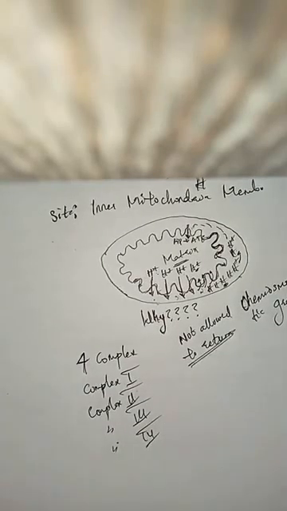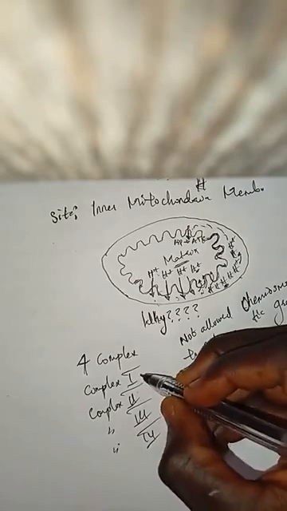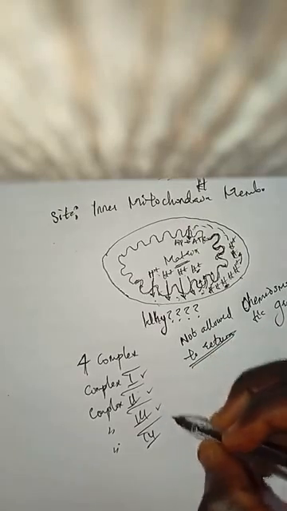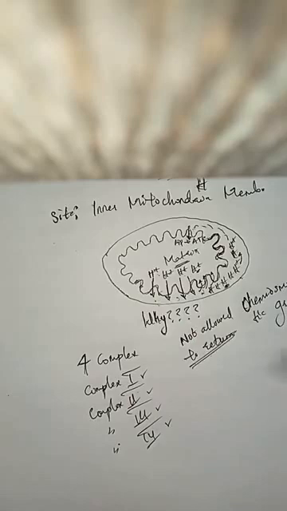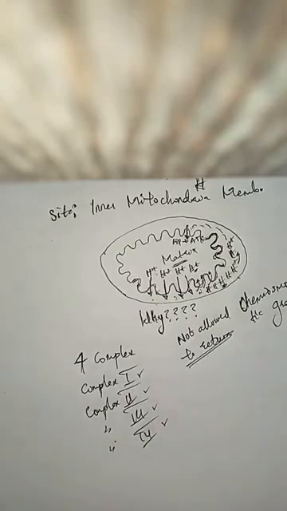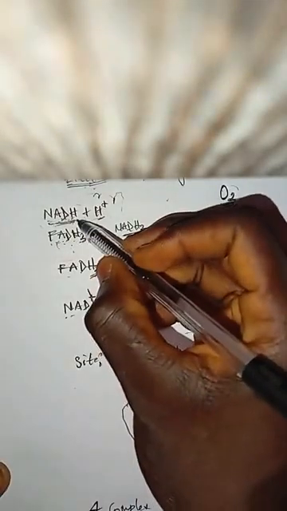Okay, so I think I will stop here for now. In the next video, I will review what the components of each complex are. Then once I tell you the components of each complex, I will tell you how the electrons are being transported. What are the sources of these electrons? Let's just revise a little bit. We say the sources of these electrons are from what? From our reducing equivalents. These are the guys that will start the chain.